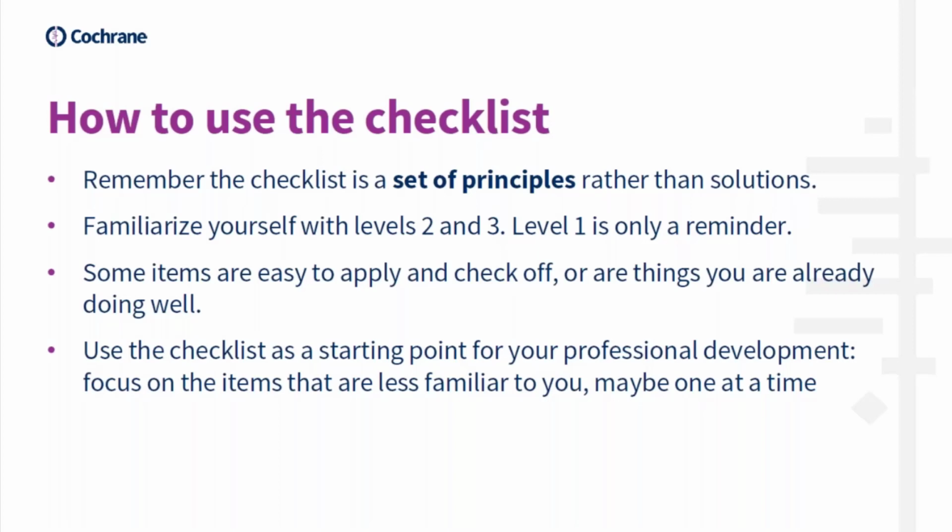So just to finalize before I hand over to Stephanie, remember that the checklist is a set of principles. The checklist isn't a set of solutions about how you should be making your dissemination product. It's not suggesting you do blog shots or podcasts or press releases. It's saying that if you do a knowledge translation product, that product needs to meet these principles. Again, as I said at the beginning, level 1 is really only meant as a reminder. We would strongly recommend that you familiarize yourself with levels 2 and 3.